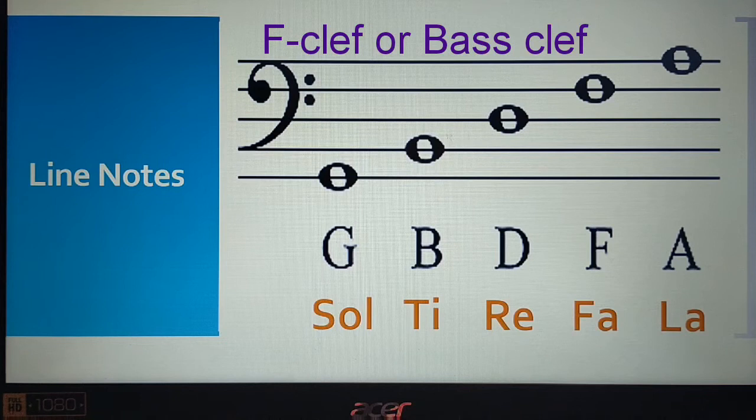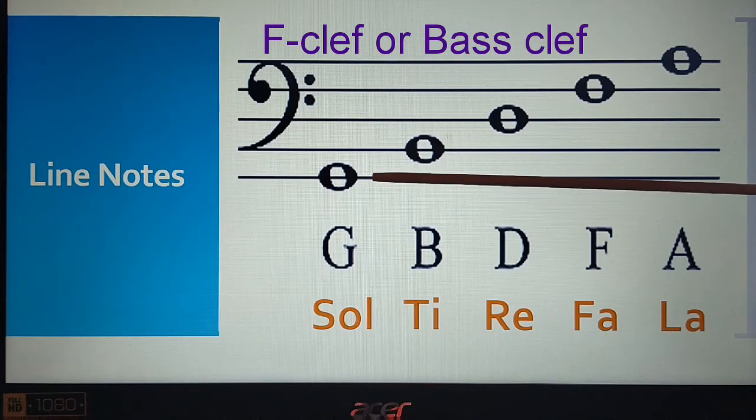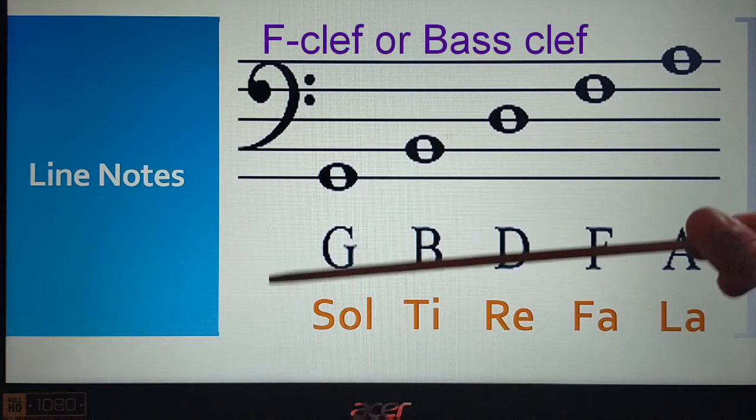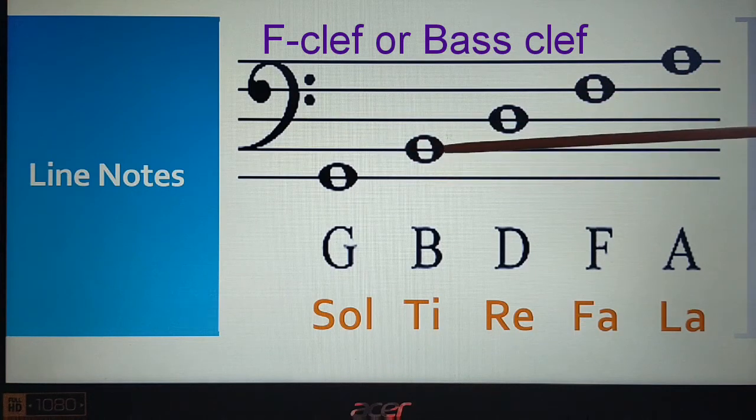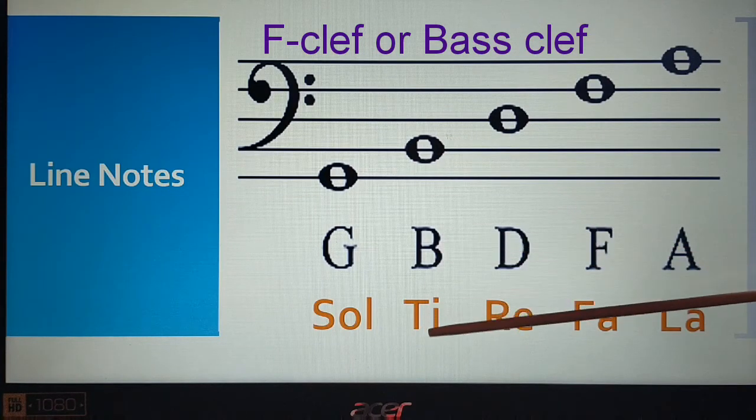Now, let's go to the line notes of the F clef or bass clef. Again, when you read the line notes, you should start reading from the bottom to the top. On the first line, it's G or Sol. On the second line, this is B or Ti.